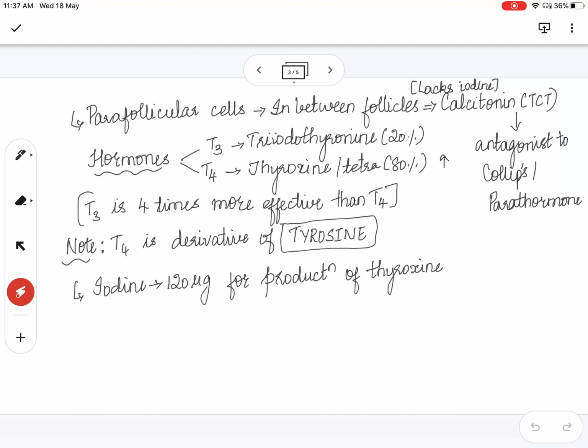Okay, then next important point. For the production of thyroxine, how much iodine does the thyroid gland require? And the answer is around 120 μg. This is also very important. 1, 2, these in the form of questions will definitely come. I hope I have made it clear so far.